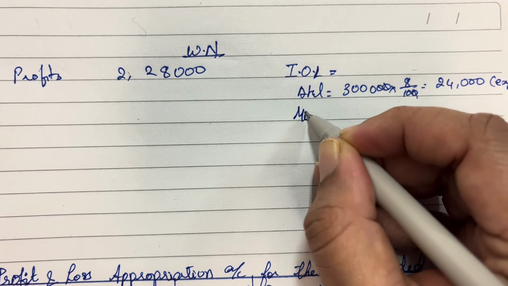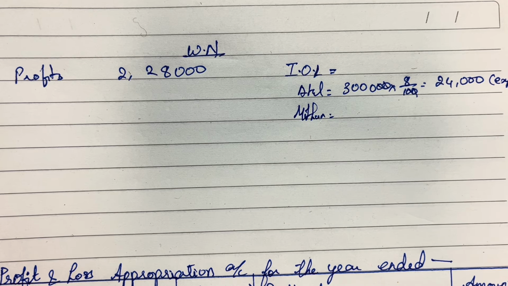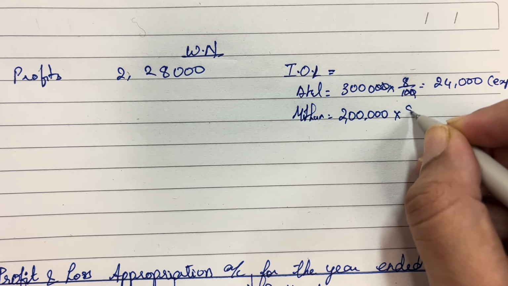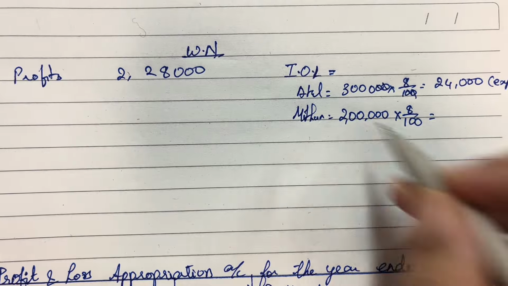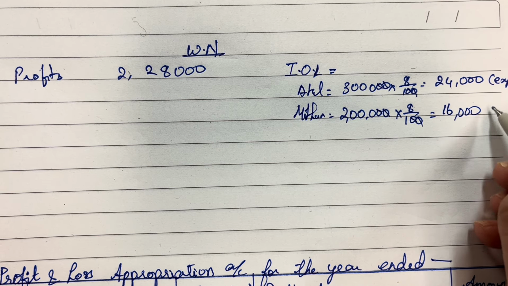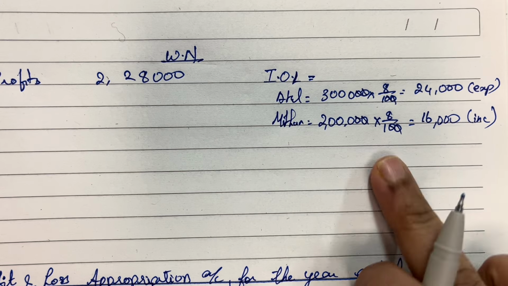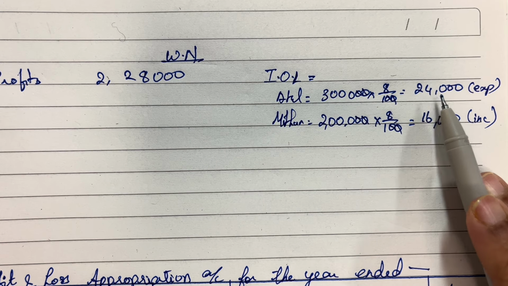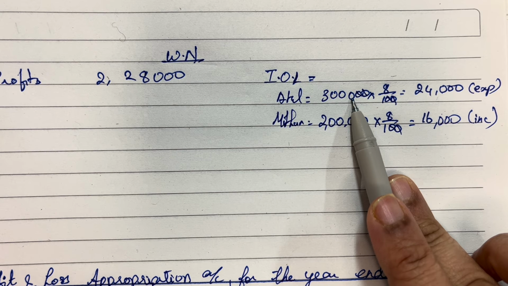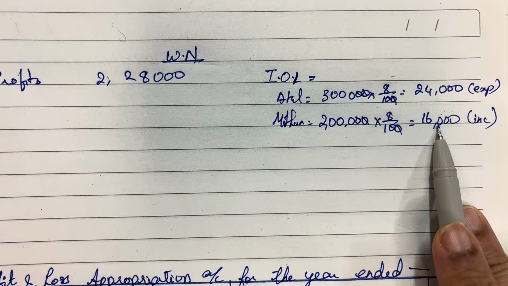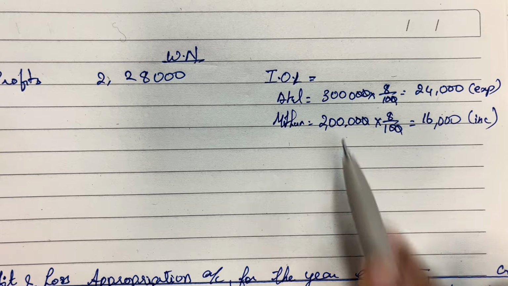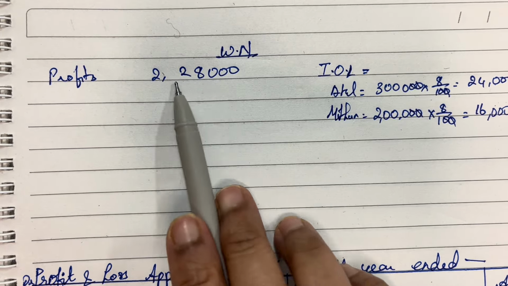Similarly, for the other partner, Mithun, Mithun has taken a loan of 2 lakhs from the firm, and the interest Mithun has to give is 8% to the firm. So the interest that Mithun will give is 16,000. This 16,000 is an income, and this 24,000 is an expense to the firm. The firm has to pay 24,000 to Atul for the loan taken from him, and will get 16,000 from Mithun for the loan the firm had given to him. Now these are our profits, 2,28,000.